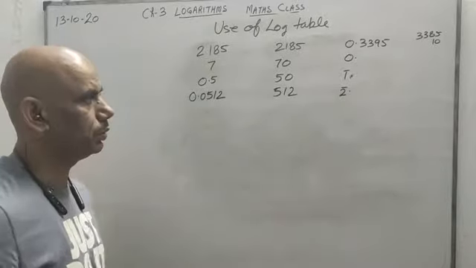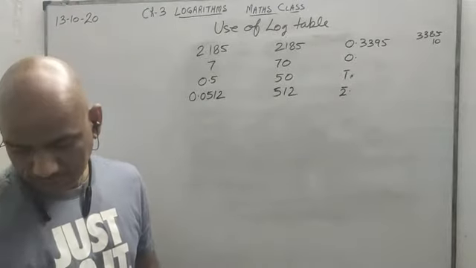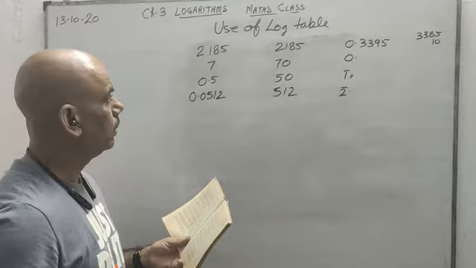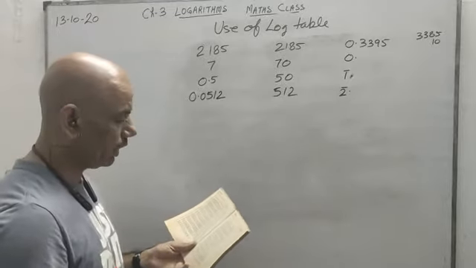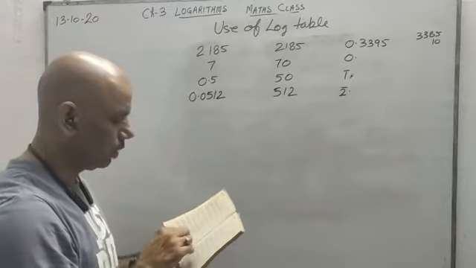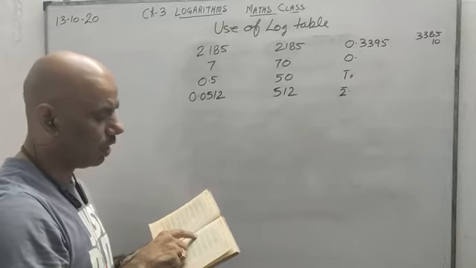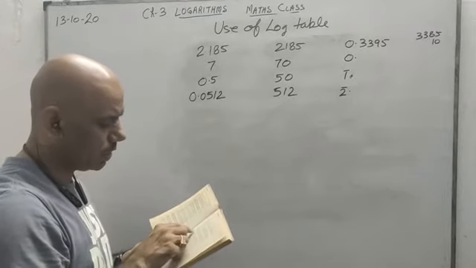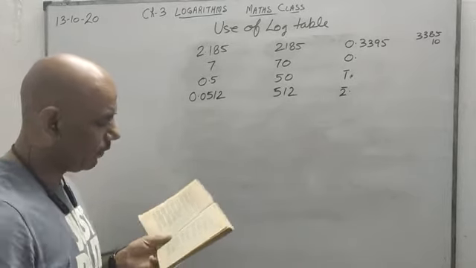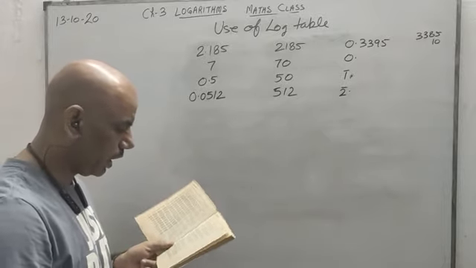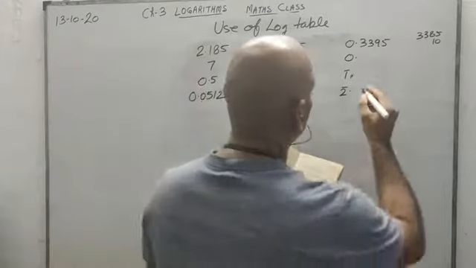Now let's come to the second one. The second one is asking for the log value of 7. So 7 is not there, so I will look for 70 in column 0. I will look at the row of 70 in column 0, that is 8451.